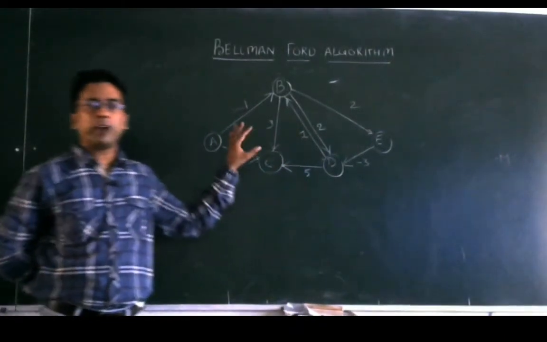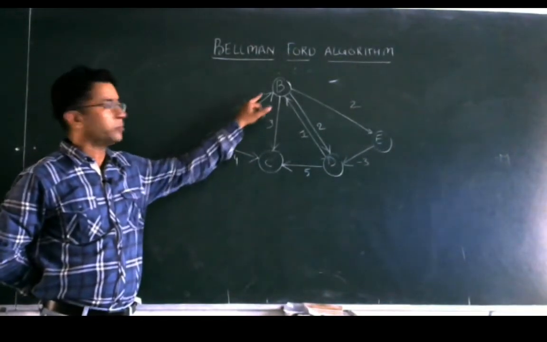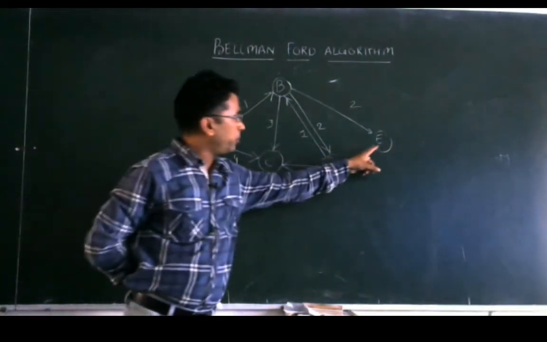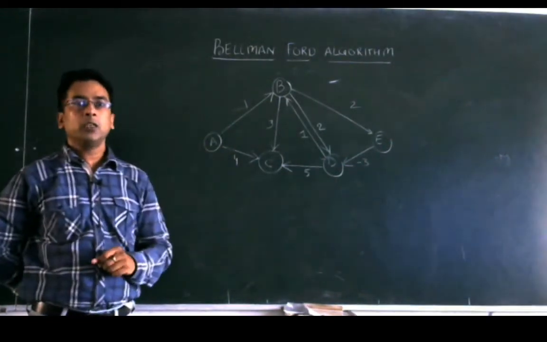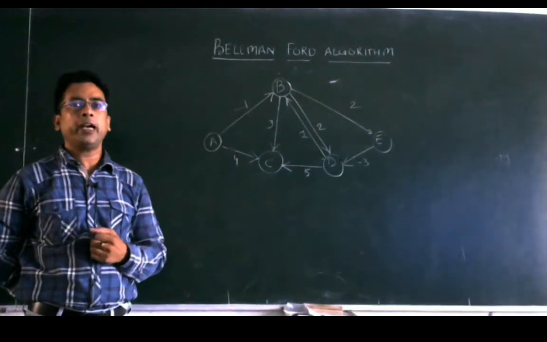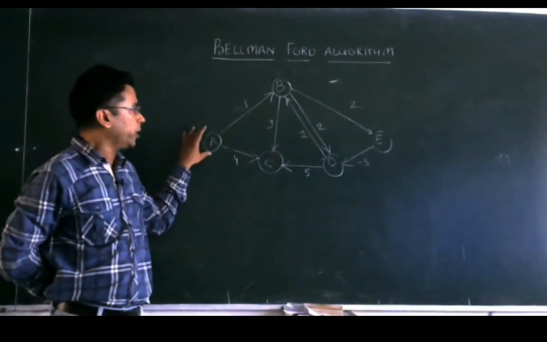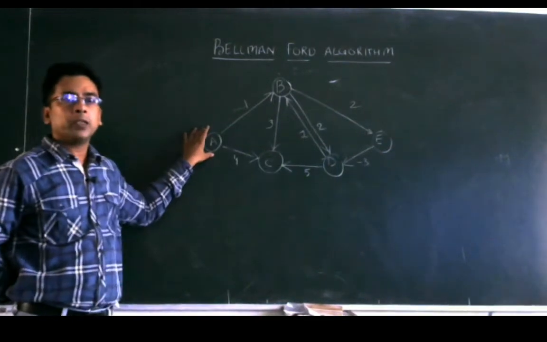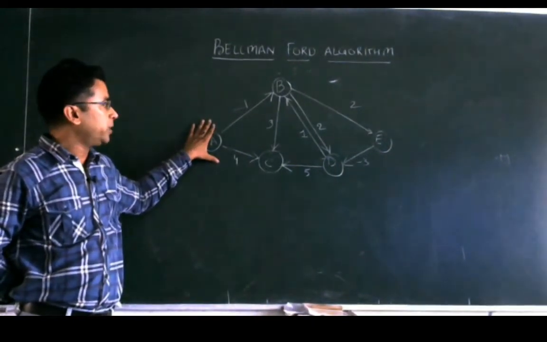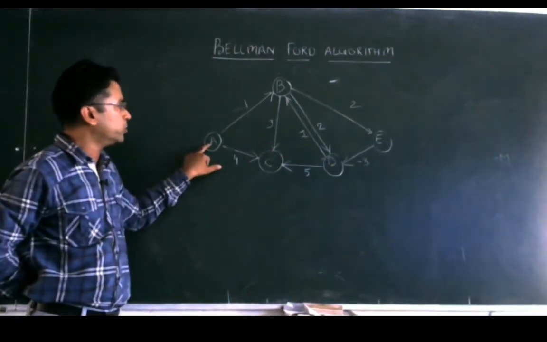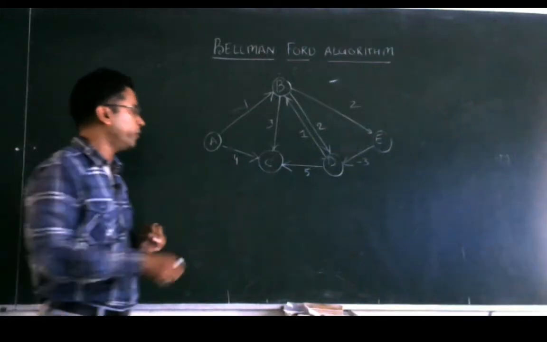This graph has 5 vertices, and there are 2 negative edges. From A to B, the weight is -1, and the edge from E to D has weight -3. So as I have told you, we shall start with our source vertex. Suppose I have considered A as the source vertex. Then this will start with value 0, and the rest of the nodes will be considered at the value of infinity.